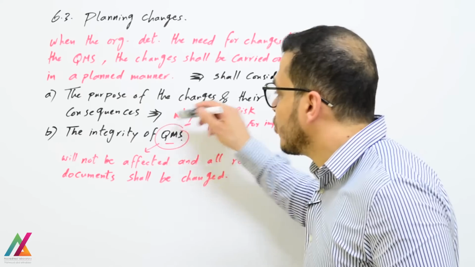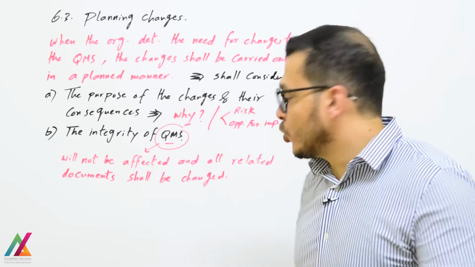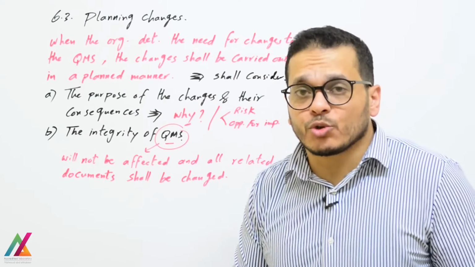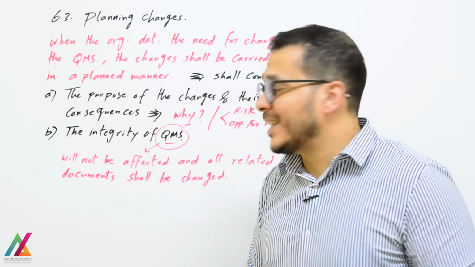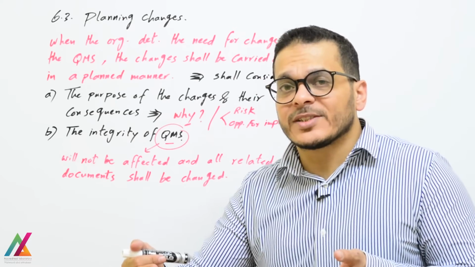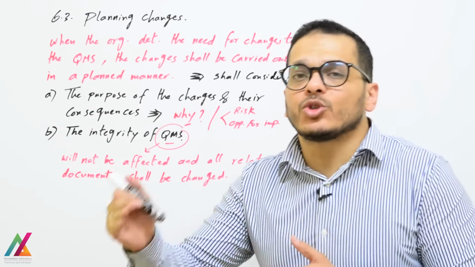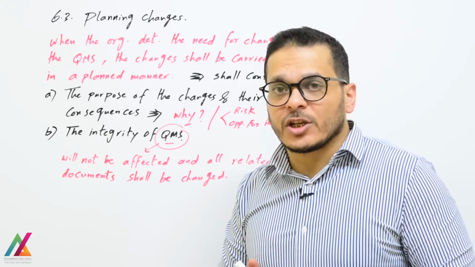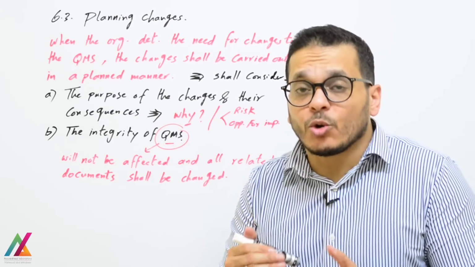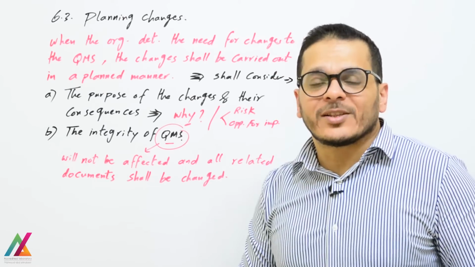That means the quality management system should not be affected by this change, and all related documents shall be changed. And this can be done by an experienced person, such as the quality manager or quality lead. He has the experience to make the changes in the quality management system while keeping its integrity. So in case of any modification from any process in the organization, he shall confirm that these changes will not affect the integrity of the quality management system.